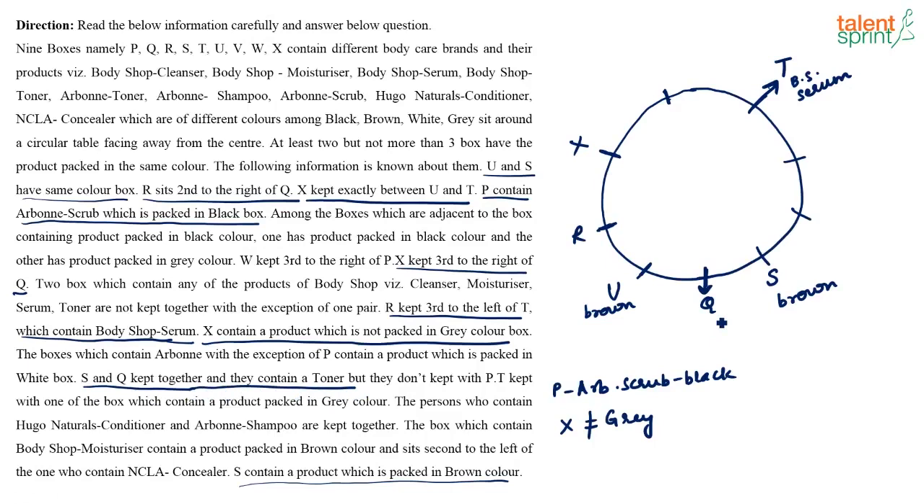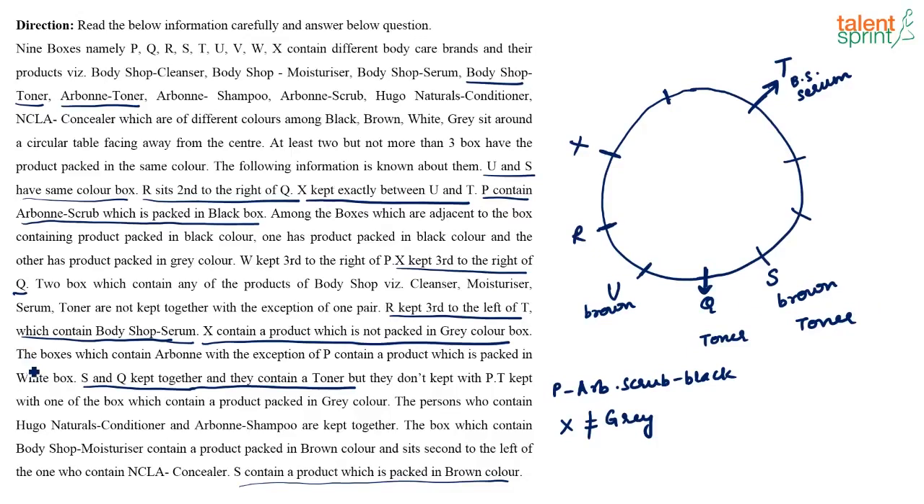Now they contain a toner means, what are the two toners that you have? You have an Arbonne toner and a Body Shop toner, right? So I don't know which toner each of them is, right? So this is also a toner and this is also a toner. Now I have to find out which is what. Either it has to be Body Shop toner or Arbonne toner.